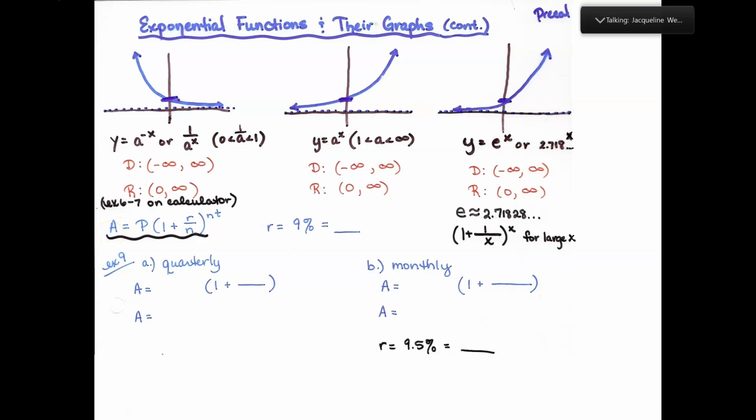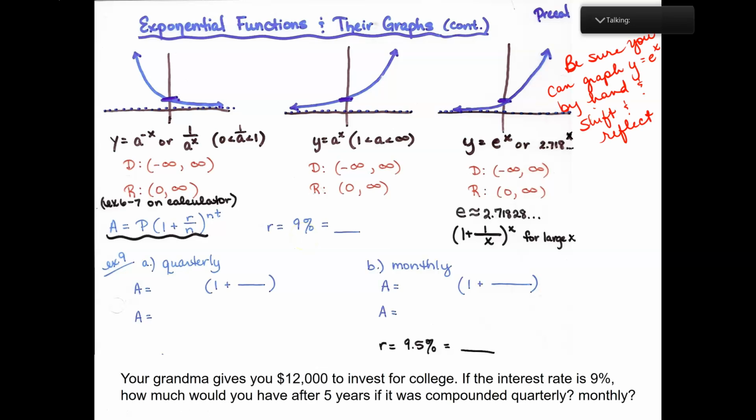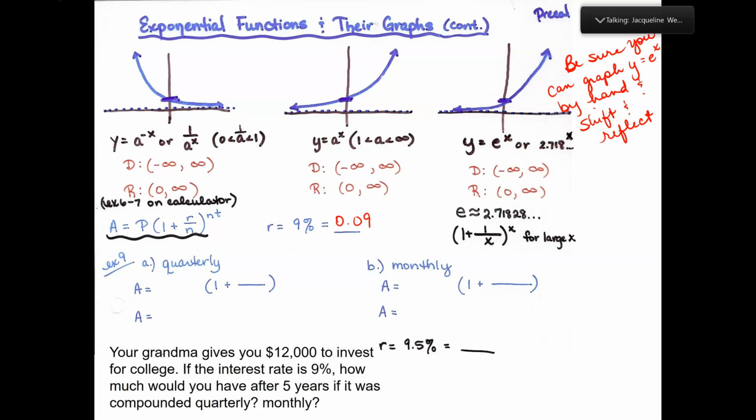Now, when we said N is the number of times it's compounded each year, interest can be compounded annually. That means one time a year. It can be compounded semi-annually, so that's twice a year. Quarterly, how many times a year do you think quarterly is? 4. Monthly? 12. Daily? 365. Yeah, so N is just going to be the number of times that it gets compounded. We also said we're going to have to write our rate as a decimal. All right, so if you were writing 9% as a decimal, what would you get? 0.09. Yes. Okay, so 0.09 would be that percent as a decimal.